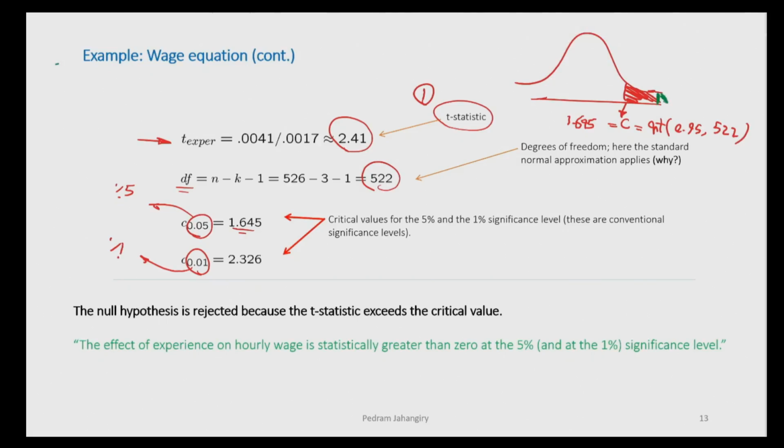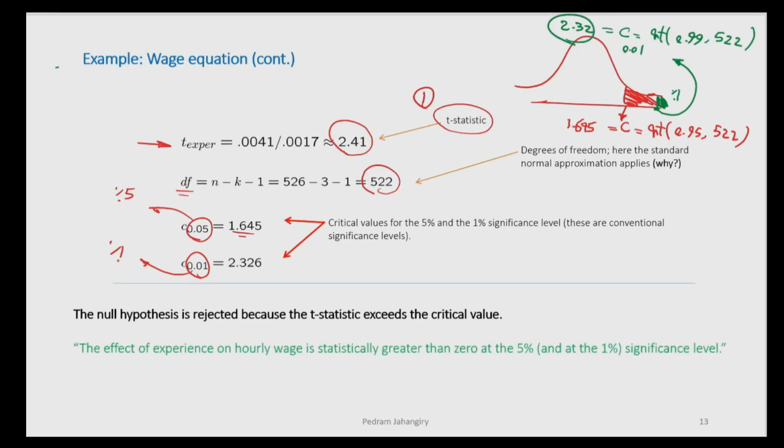And now let me use another color to show 1%. So here is 1%. Then what is this number? I'm going to write it up here. C is equal to, we showed c 0.01, qt, what should I put here? 0.99, because it's 1 minus alpha, and then the degree of freedom 522. If you type it in R, you will get 2.32. We're done.